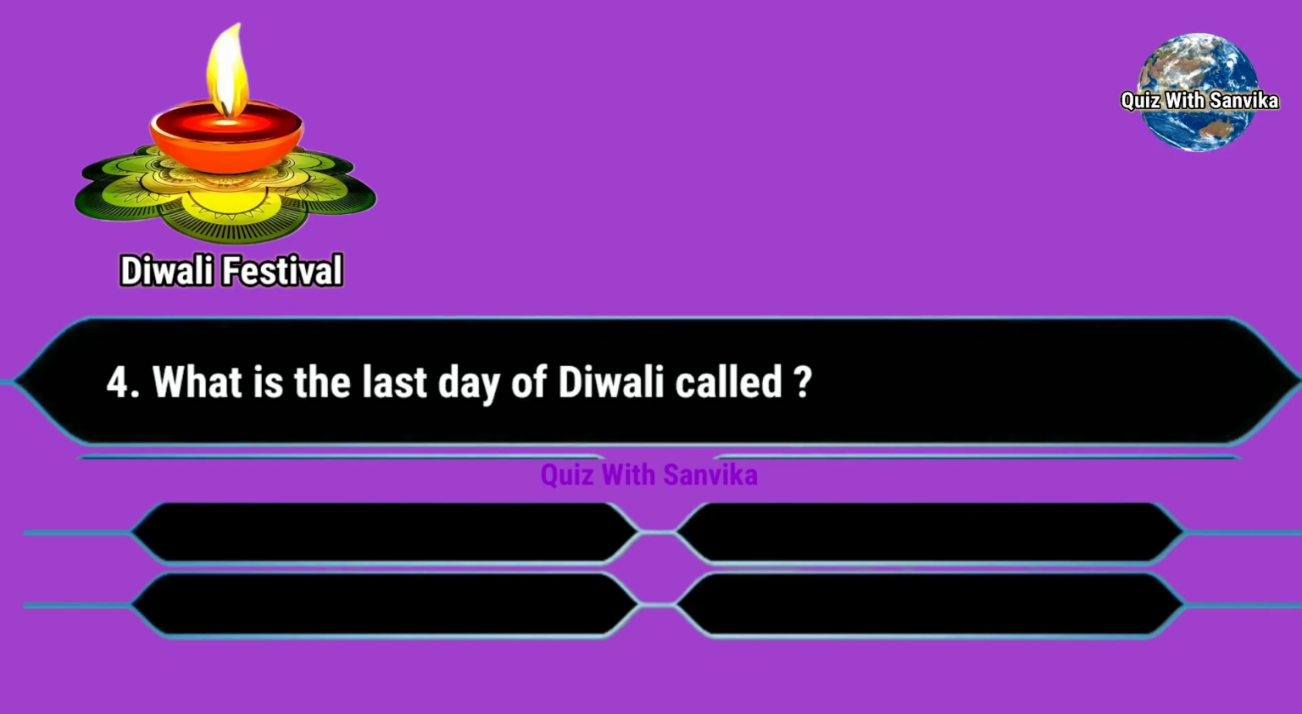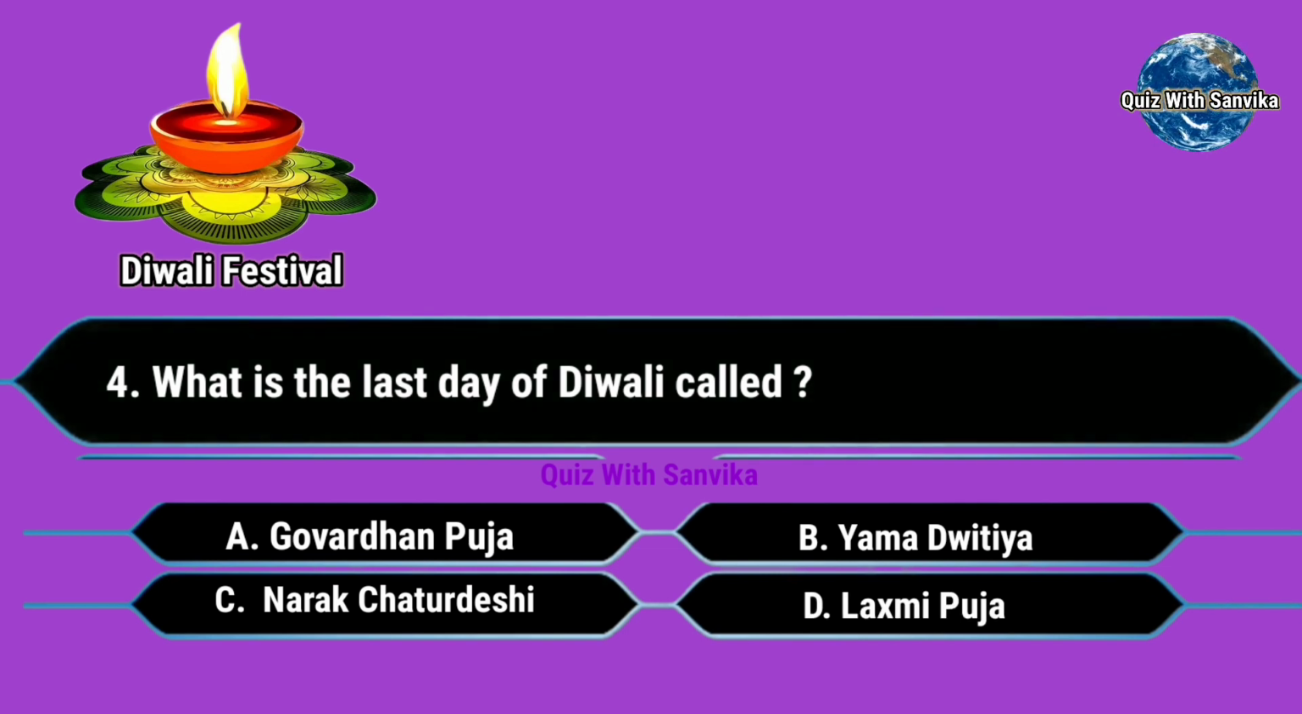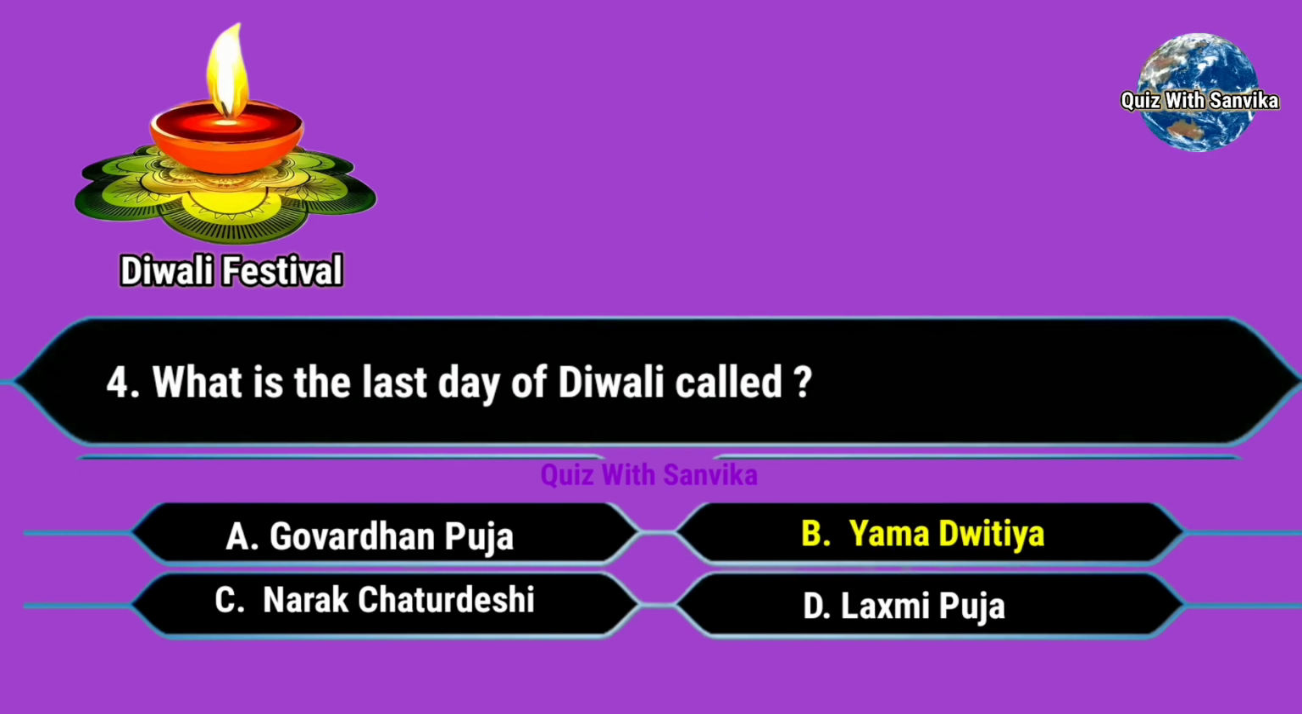What is the last day of Diwali called? Options are A. Govardhan Puja, B. Yamaditya, C. Narak Chaturdasi and D. Lakshmi Puja. Answer is B. Yamaditya.